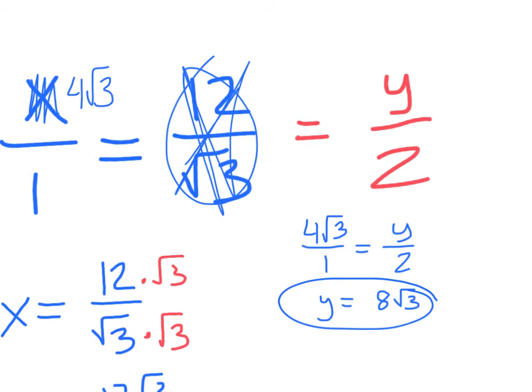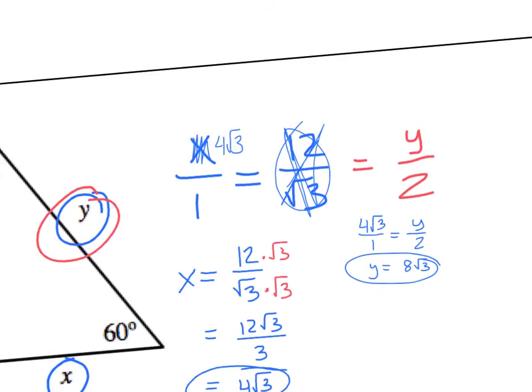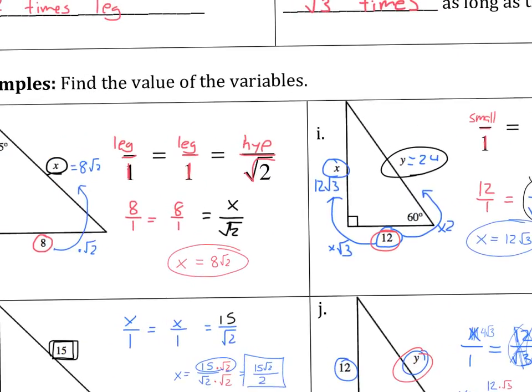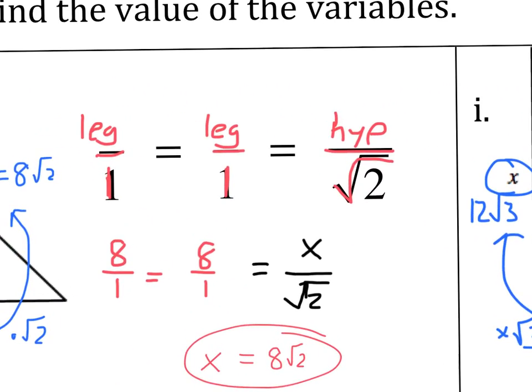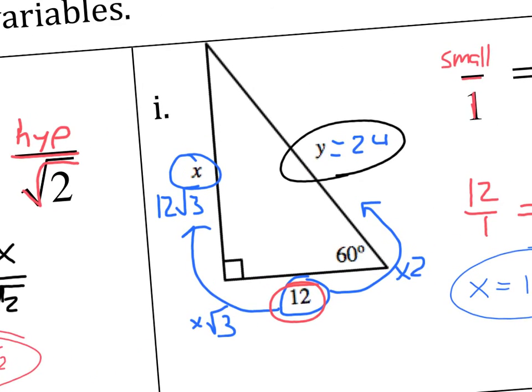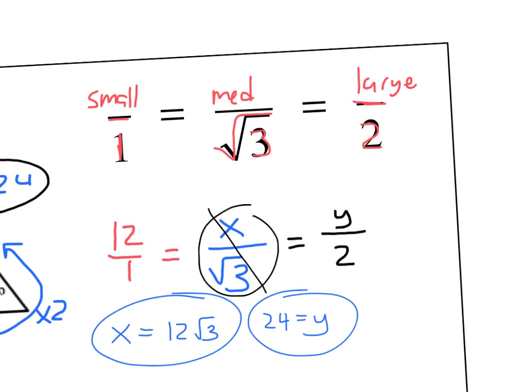So in review, when we have a 45, 45, 90 triangle, we use the extended proportion 1, 1, radical 2. When we have a 30, 60, 90 triangle, we use the extended proportion 1, radical 3, and 2. All we do is put our small, medium, and large, and in some cases we cross multiply, and in some cases we don't. This will always work for every 45, 45, 90 and every 30, 60, 90 triangle.